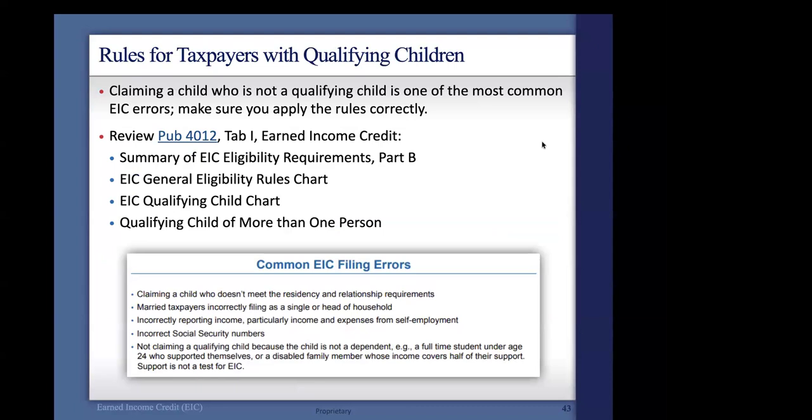Taxpayers with qualifying children. Claiming a child who is not a qualifying child is one of the most common EIC errors. And so it advises you to make sure you apply the rules correctly. If a taxpayer comes in and they advise you, this is my dependent, this is my nephew, my niece, my aunt, my mom, whoever I'm claiming on their return, it is not your responsibility to go down a rabbit hole trying to determine whether or not they have the legal right to claim that person as a dependent.